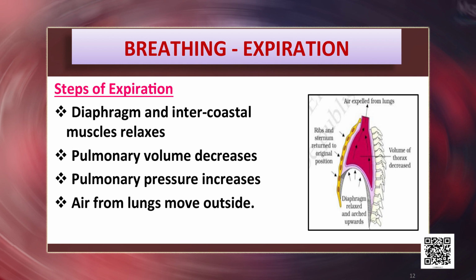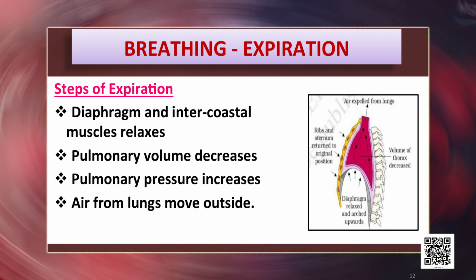Let us now discuss the steps involved in expiration. During expiration, the diaphragm relaxes. It acquires a convex or dome-shaped structure. This decreases the volume of the thoracic cavity. The internal intercostal muscles contract. They pull the rib cage downwards and inwards. This further decreases the volume of the thoracic cavity.